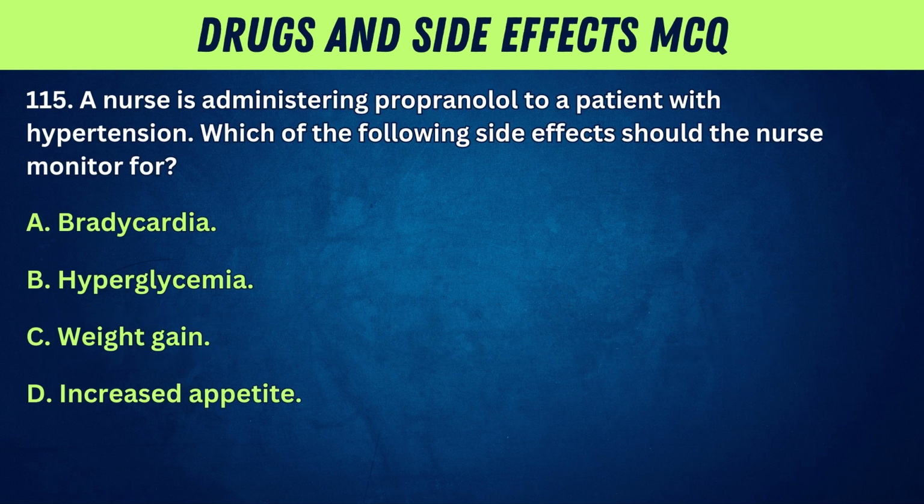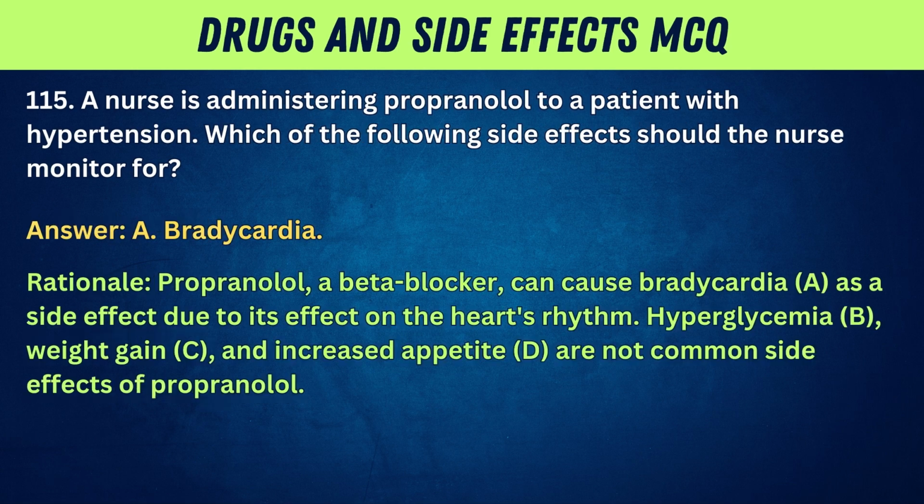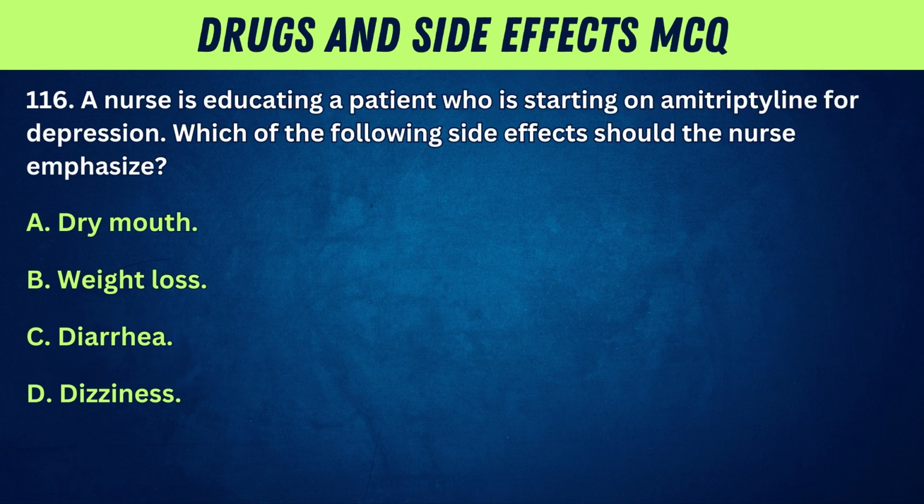115. A nurse is administering propranolol to a patient with hypertension. Which of the following side effects should the nurse monitor for? A. Bradycardia. B. Hyperglycemia. C. Weight gain. D. Increased appetite. Answer: A. Bradycardia. Rationale: propranolol, a beta blocker, can cause bradycardia, A, as a side effect due to its effect on the heart's rhythm. Hyperglycemia, B, weight gain, C, and increased appetite, D, are not common side effects of propranolol.